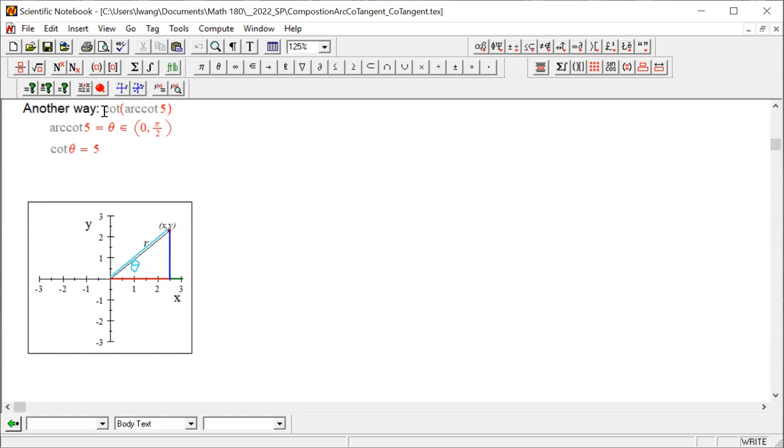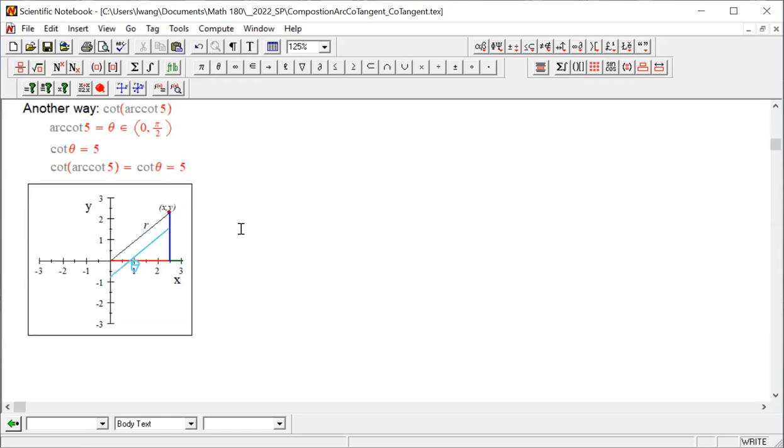Then my question is almost answered, because here I have cotangent of arc cotangent 5, and I know arc cotangent 5 is theta. So this is theta, and cotangent theta, it told me, is 5. So by the definition of arc cotangent, I can also get the right answer.